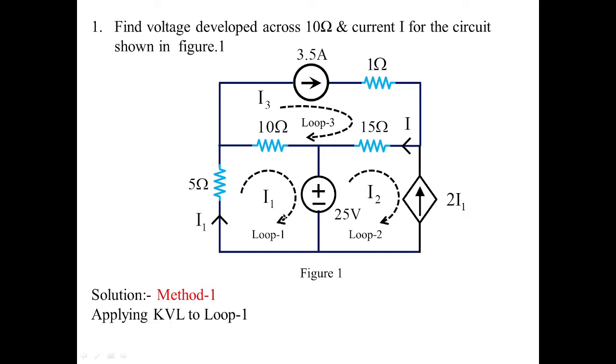When you apply KVL to loop 1, it states Kirchhoff's voltage law, that is, the algebraic sum of the voltages in a closed circuit is equal to 0. So 5 I1 plus 10 (I1 minus I3) plus 25 should be equivalent to 0. So this is how we have framed the equation. With this you can rearrange the values and this equation is framed as equation 1.